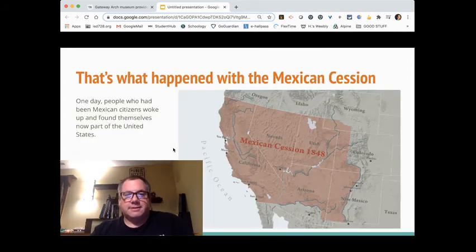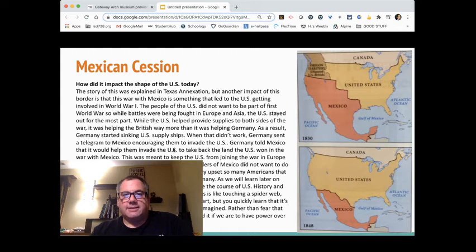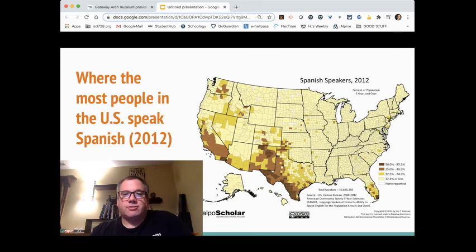If you look at the Mexican Cession, and you look at what used to be Mexico, Texas, and the Mexican Cession, and then you look at today, where do Spanish speakers in the United States live? Look at that. You can see the border. So where people are speaking Spanish today in the United States is the part of the United States largely that used to be claimed by Spain, that used to be part of Mexico. And so Spanish has been spoken in most of these places longer than the United States existed.